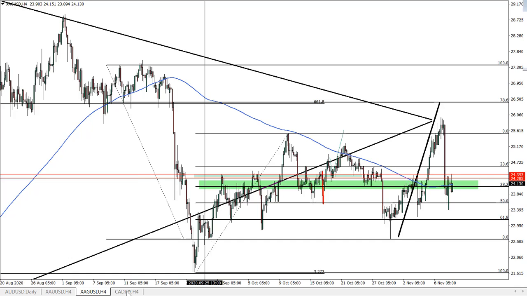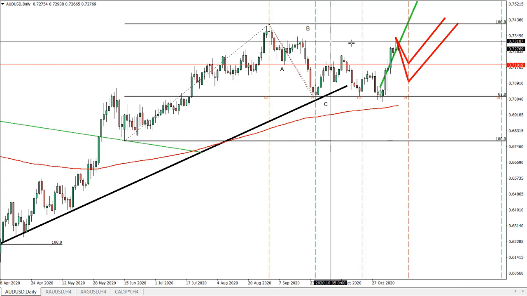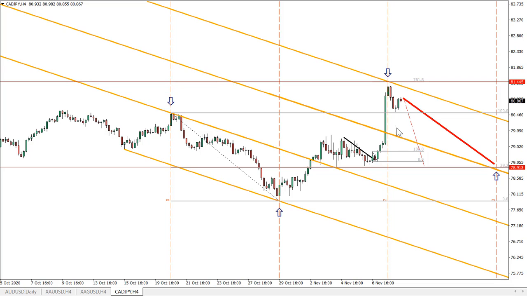Now we will follow Canadian Japanese yen, gold, silver, and Australian dollar. This is a very long-term outlook. Gold also and silver are long-term. Canadian Japanese yen is the medium term because it's only 200 pips. So this is what we're left with. And of course, I will keep you updated as to what happens to these currency pairs.